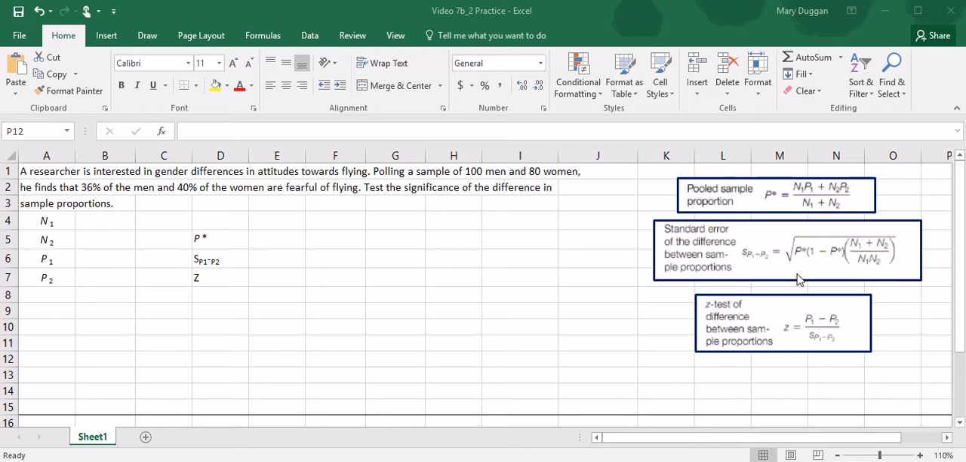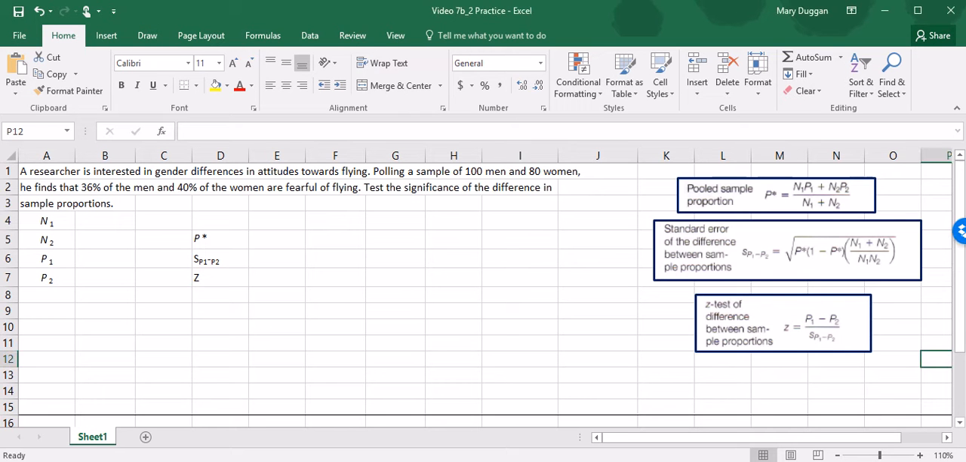To illustrate this, we're going to use a question from your textbook, which reads, a researcher is interested in gender differences in attitudes towards flying. Polling a sample of 100 men and 80 women, he finds that 36% of the men and 40% of the women are fearful of flying. Test the significance of the difference in the sample proportions. So that's what we're going to do right now.